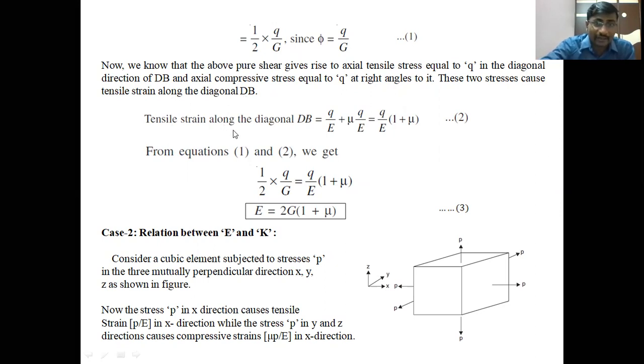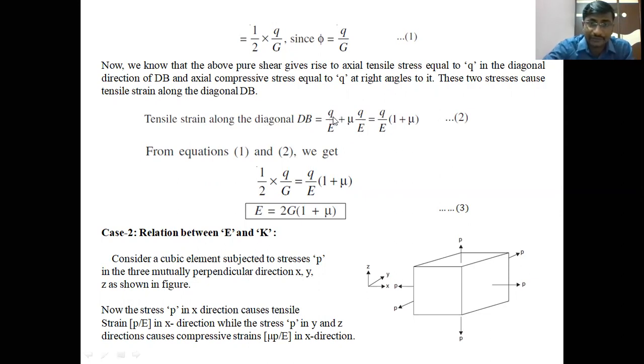So tensile strain along the diagonal DB. What is the tensile strain along the DB? That is the strain in the diagonal DB, we can write as, due to two reasons, tensile strain is equal to tensile stress by Young's modulus. Why is the Young's modulus taken here? Because we are going to calculate the tensile strain, that is the linear strain in the DB, which is equal to linear stress by Young's modulus. Here linear stress is also equal to shear stress acting on the surfaces. So therefore, the linear stress is also notated by Q here.